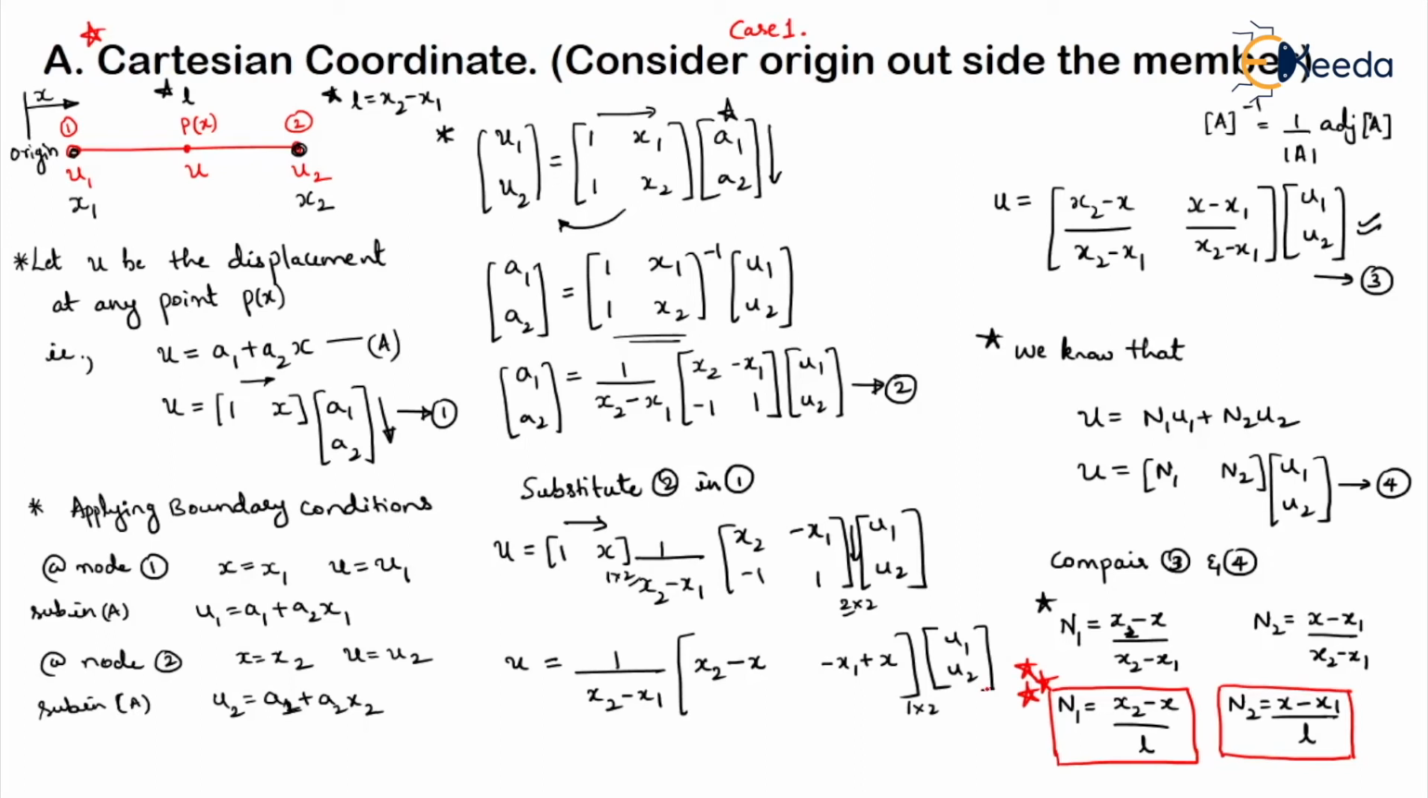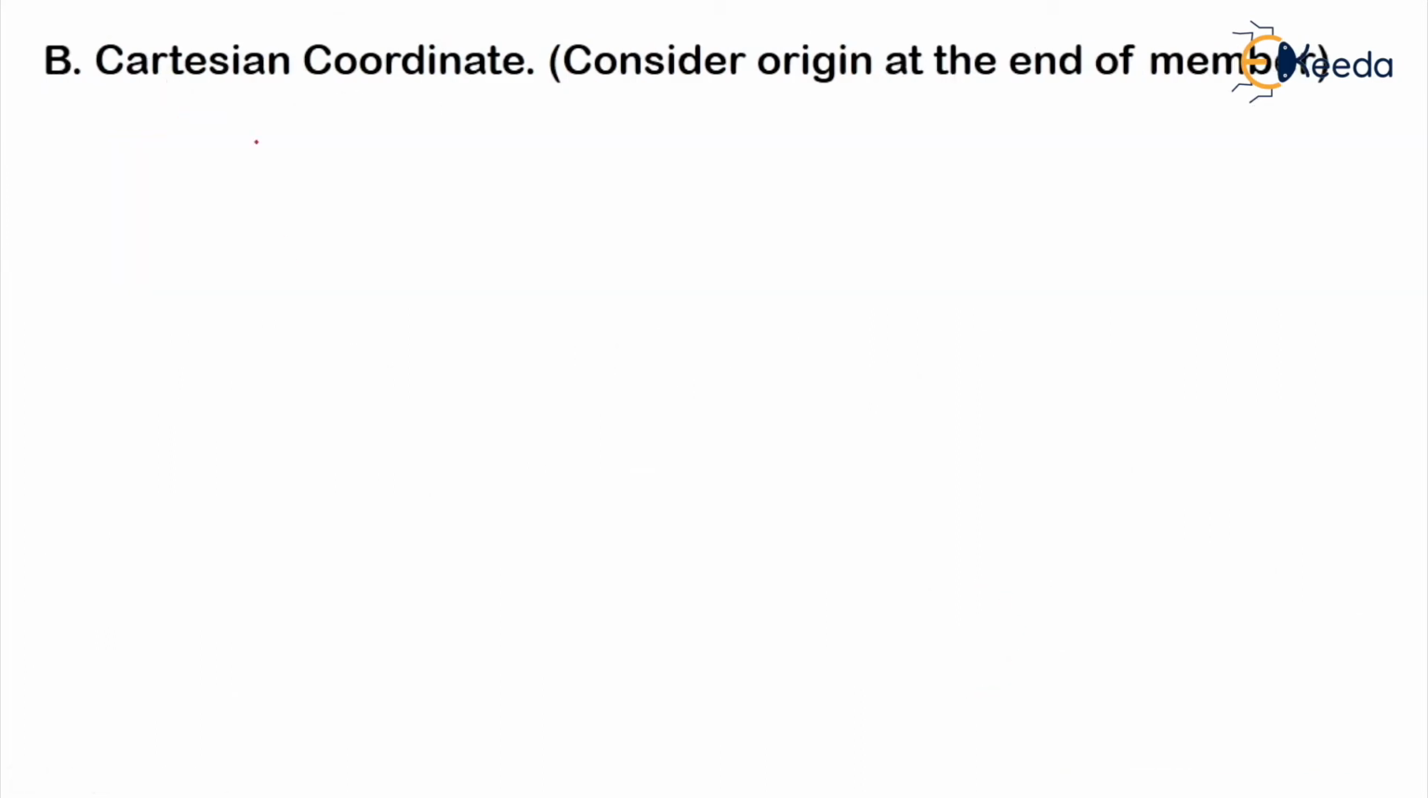Now if we move to case 2, we will call it case 2. This is also Cartesian, but here you observe the origin is at the end of the member, not outside the member. Now if we start drawing the diagram, how will it look? These are the two nodes which we have. This is node 1 and this is node 2. Here this is x1, here it is x2, and the displacement here is u1. The displacement here is u2. Now let us take a point P of x where the displacement is u.